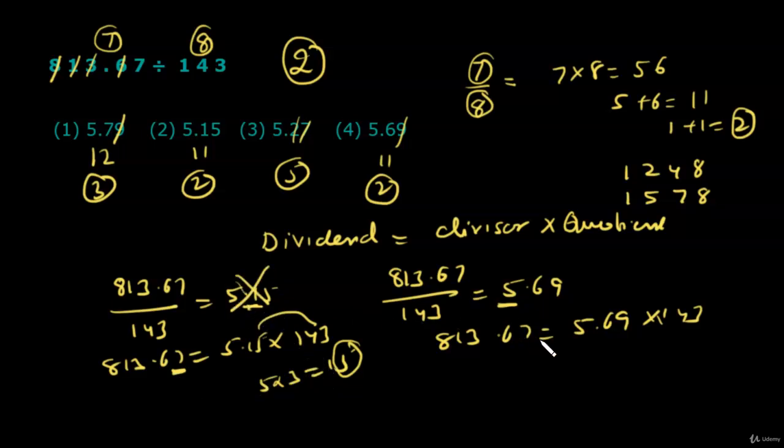Now let's try it over here. Here we will multiply the last digit of the quotient by the last digit of the divisor. 9 times 3 is 27, so the last digit is 7. And the last digit of the dividend is also 7. That means this is the right answer. So this is the right option now. So this is how we can confirm the answer if two or more options have the same digital sum.